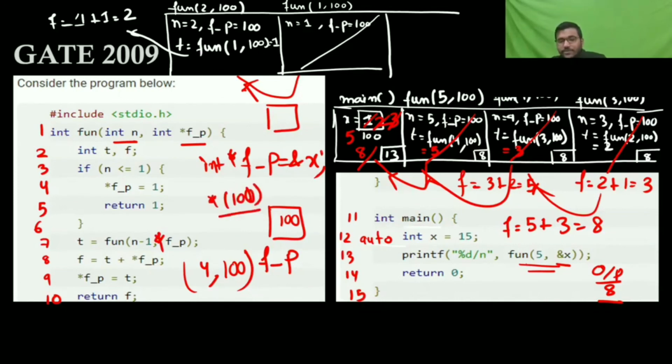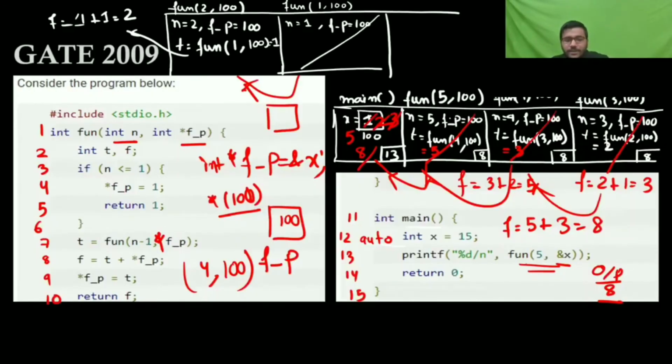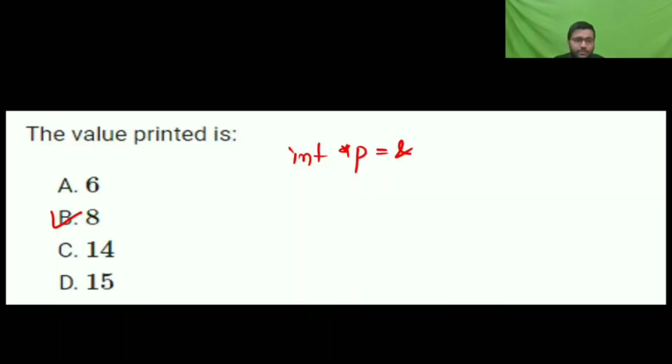See, there is a difference between these two, so b is the correct one. If I am here, your int star p is going to be the ampersand, here it was int star f underscore p, int star.